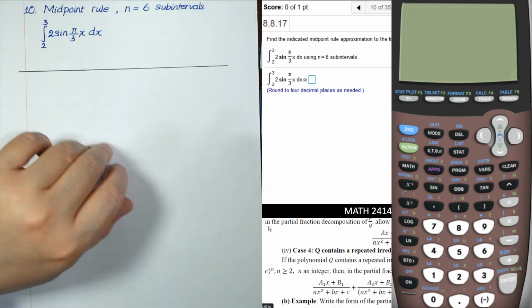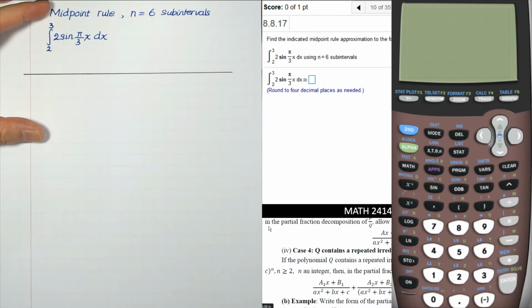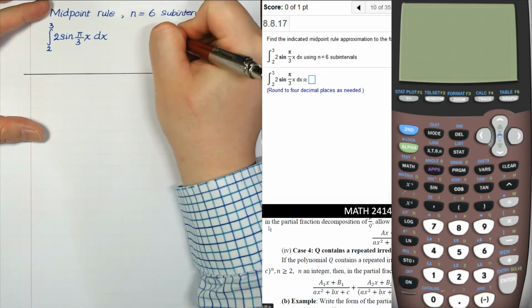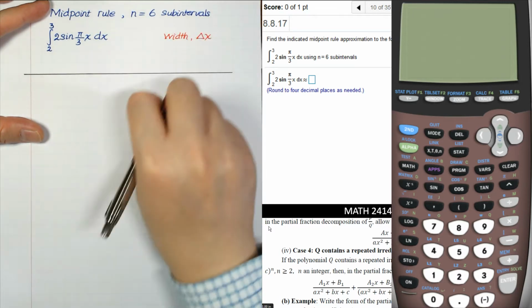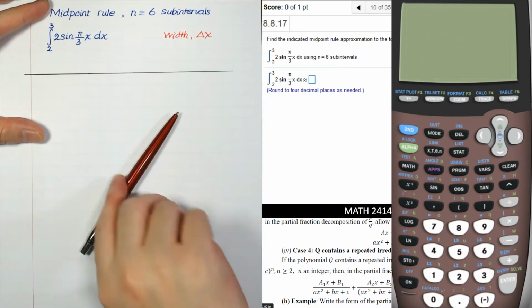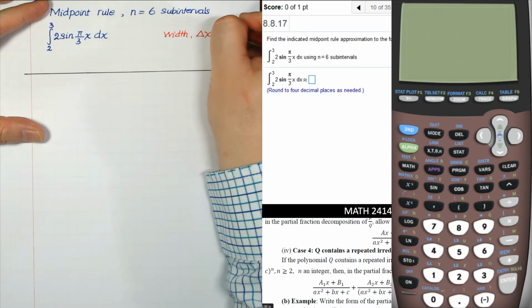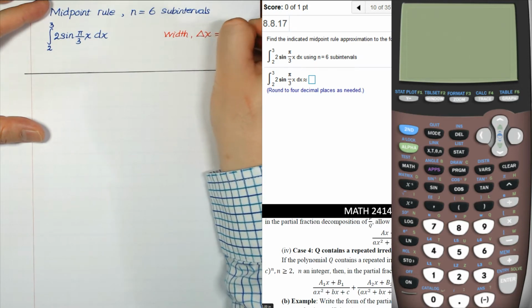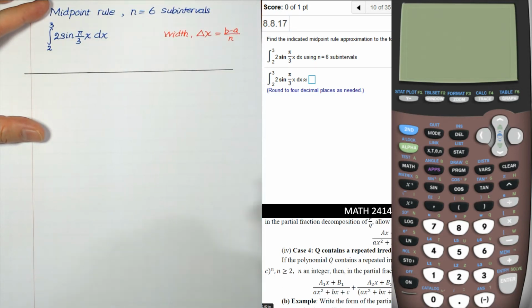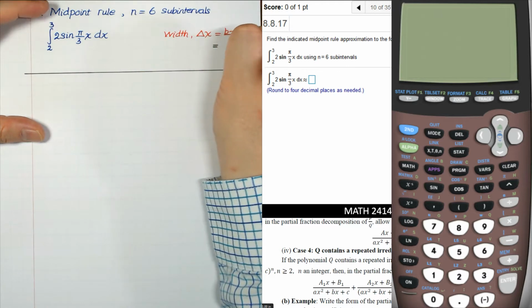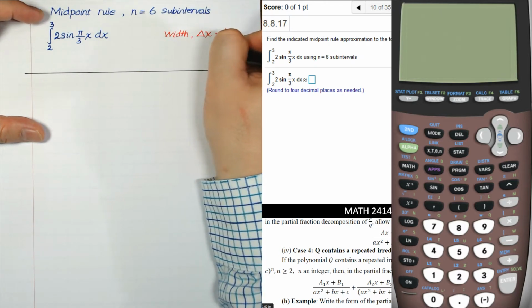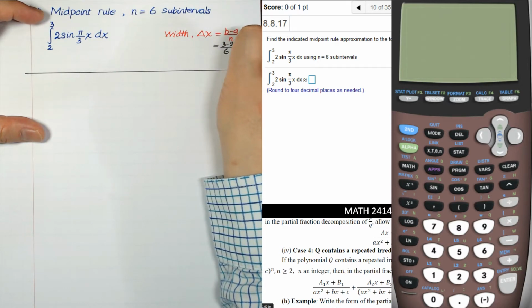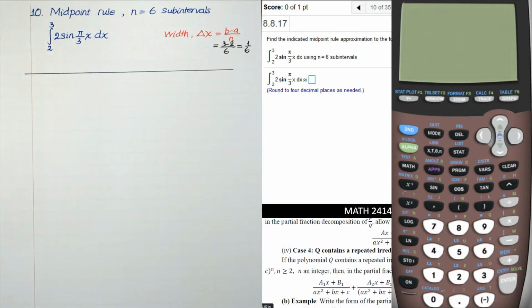So we go from 2 to 3. First thing we do is find the width, just delta x, which is b minus a over n. Three minus 2 over 6 is 1 over 6. Alright, not going to be pretty.